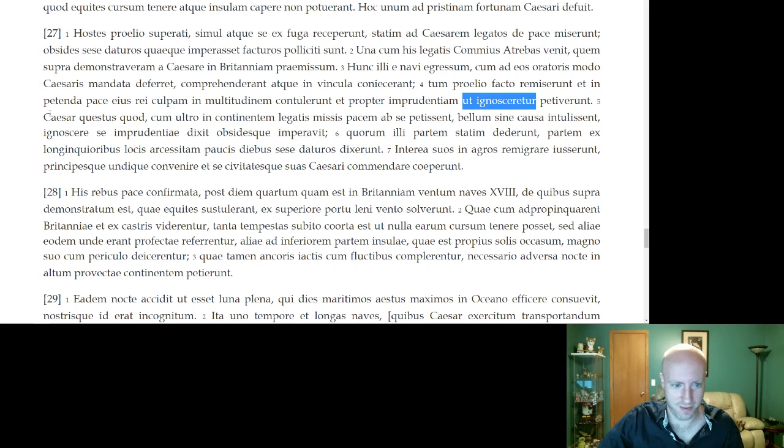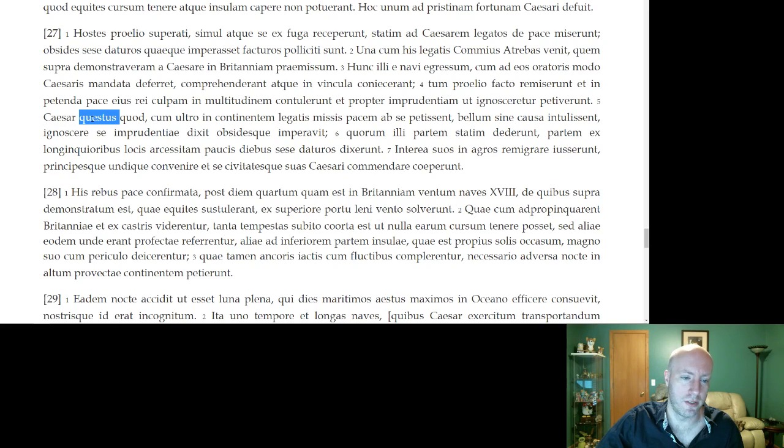So let's carry on. Caesar, questus quod cum ultro in continentem legatis missis pacem ab se petissent, bellum sine causa intulissent, ignoscere se imprudentiae dixit, obsides quae imperavit. Quorum illi partem statim dederunt, partem ex longinquioribus locis arcessitam paucis diebus sese daturos dixerunt.